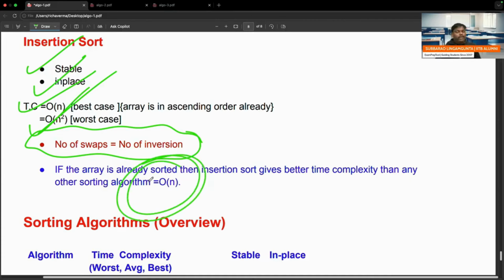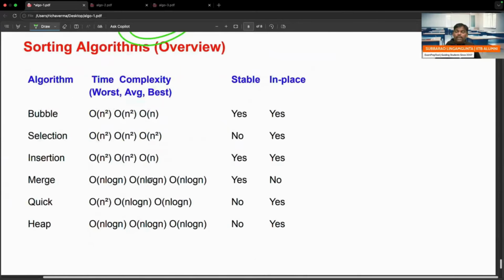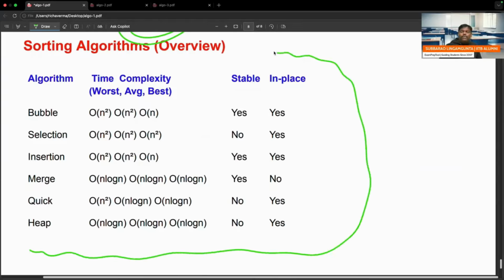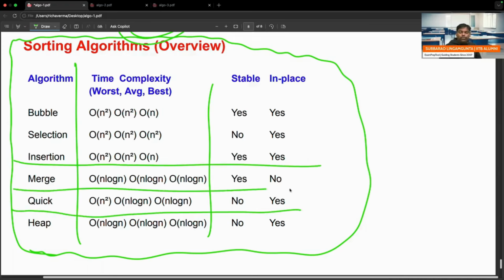But if the array is already sorted, who will apply sorting? No one will apply sorting. So please be careful. Next one, sorting algorithms overview. Whatever we discussed, I kept everything in the form of a table. Sorting algorithms overview. Bubble sort, selection sort, insertion sort, merge sort, quick sort, heap sort, all the things I have written. Check one time.